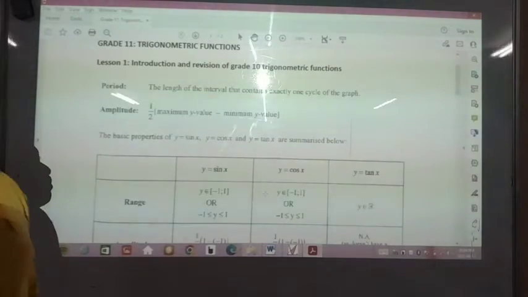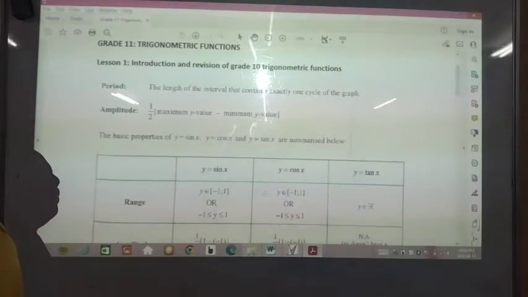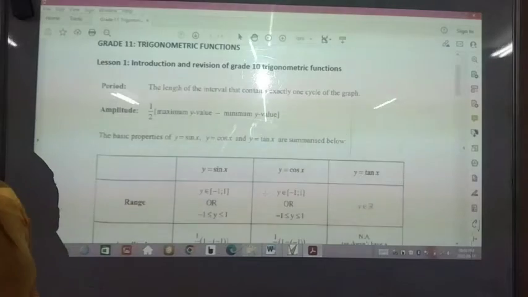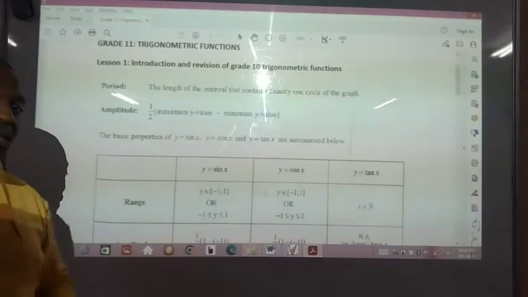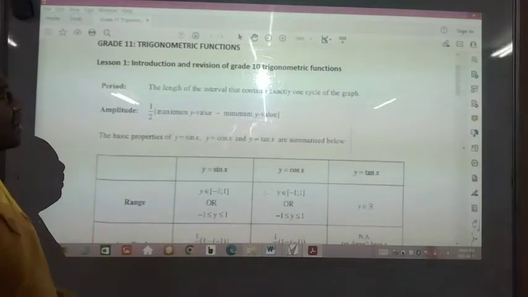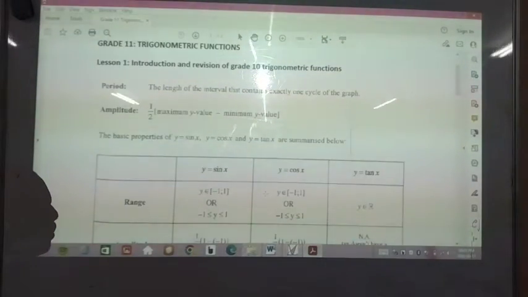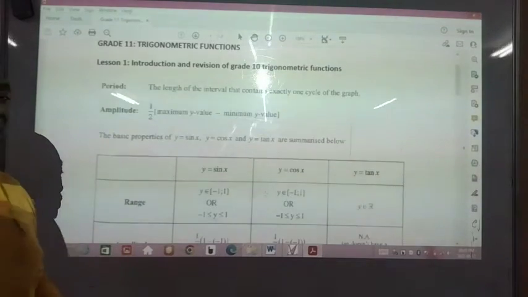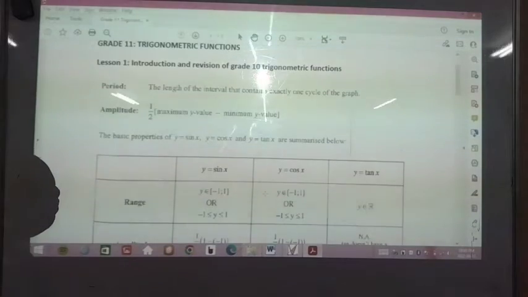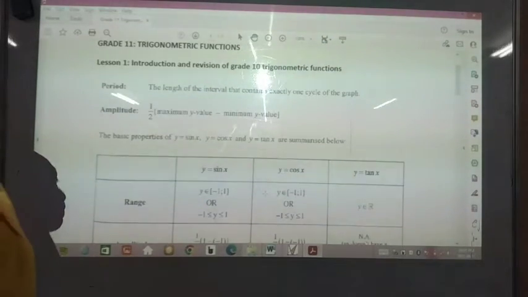Trigonometric functions is a topic that started in grade 10, and for you to understand this topic well, we need to reflect on what you did in grade 10. And maybe you have forgotten what you did in grade 10 about trigonometric functions. So just to take you back so that we can introduce the grade 11 stuff on what you learned.